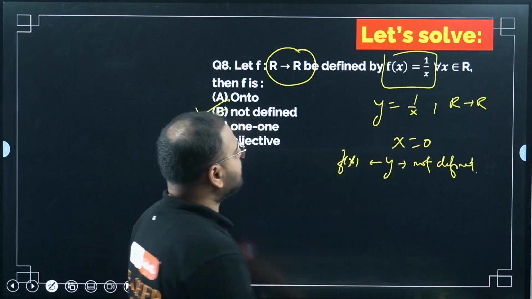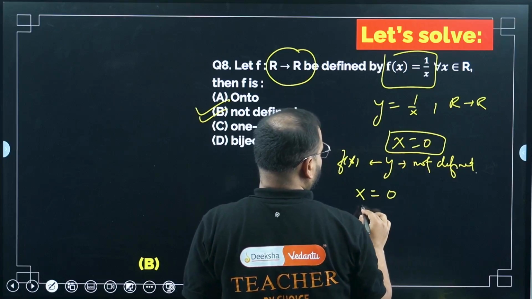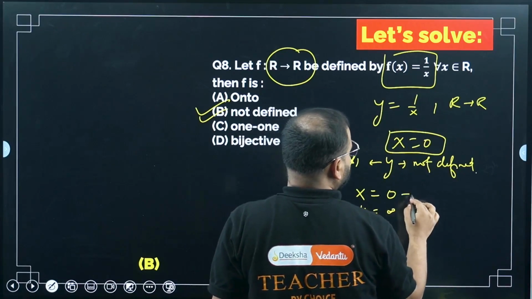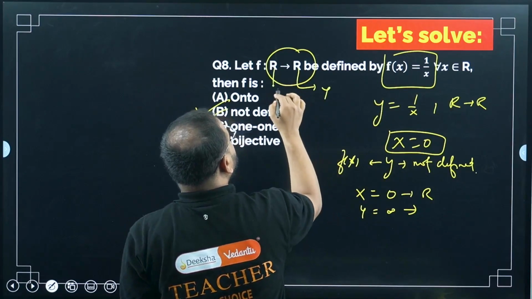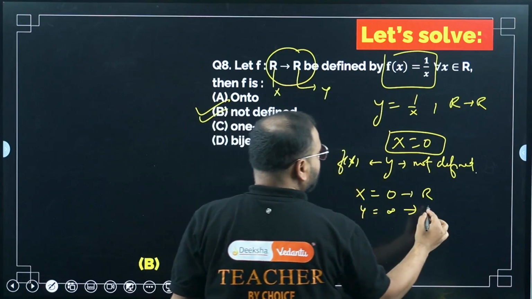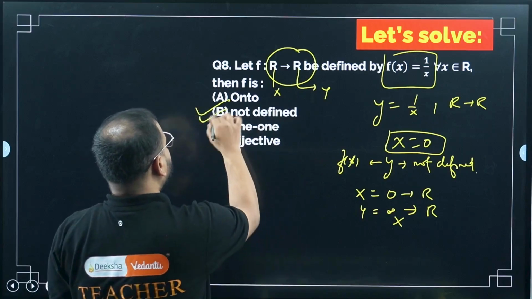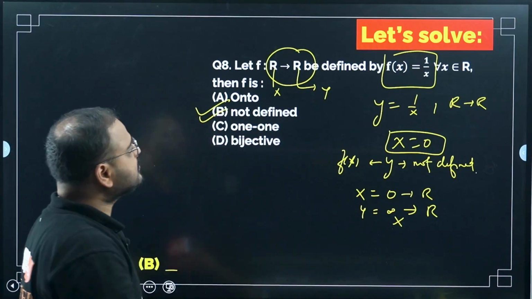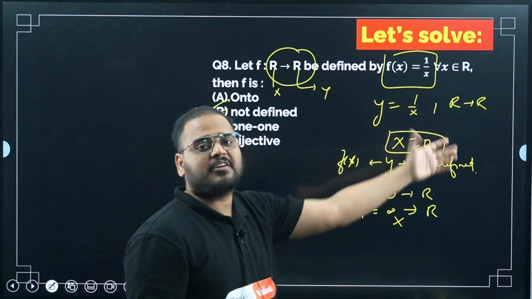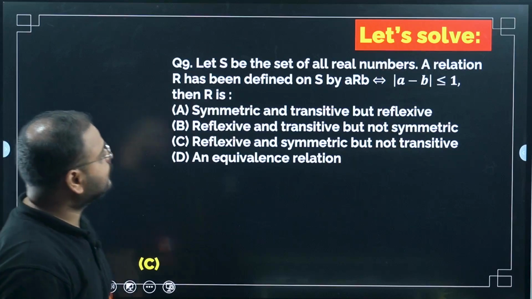So f(x) or y is not defined. What is x? Is x a real number? X is 0, but y is infinity. X is real, and y also has to be real. Is it real? No, sir. It means not defined. The answer is not defined. Simple question: x is 0, you put it here, it's not defined. Okay, let us move on, sir.